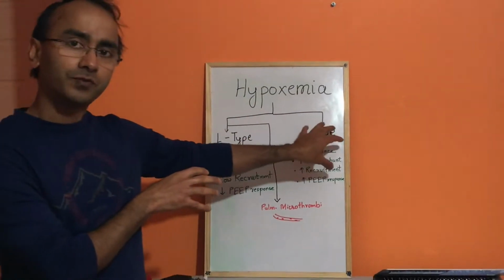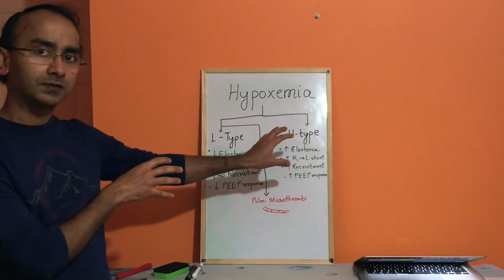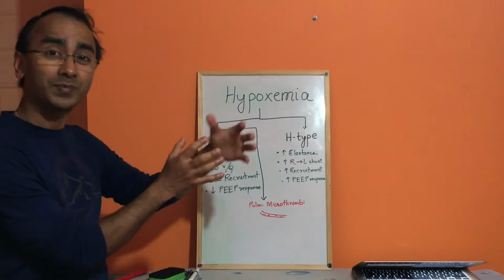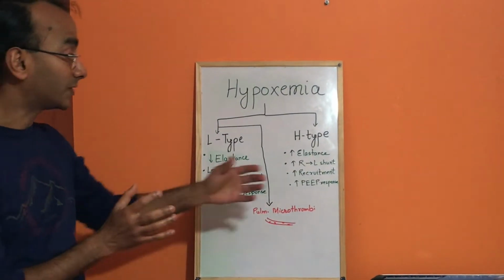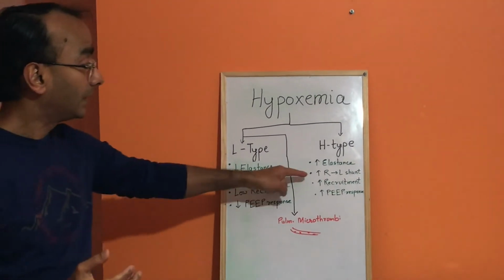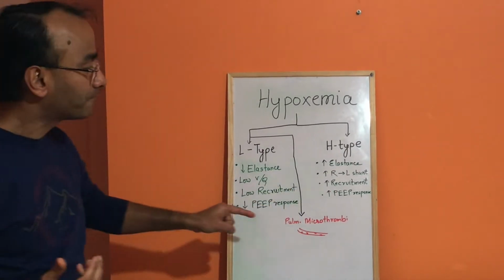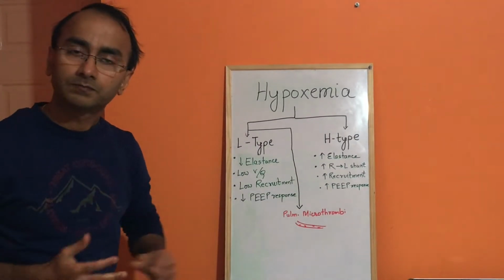And the H one is just the opposite, where the compliance is poor, so they are typically like an ARDS patient. They respond to good PIP. There is a shunt from right to left, and they are recruitable.